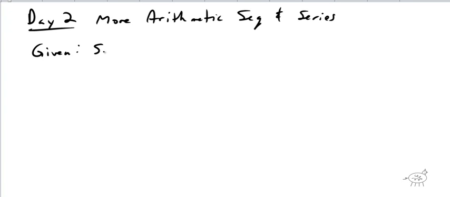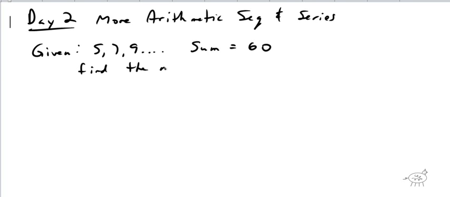You're given 5, 7, 9, and I tell you that the sum of all these numbers is equal to 60. My question is, find the number of terms. So basically you're looking for n. Okay? So we set this up. We have our nice formula, right? S of n is equal to 60.